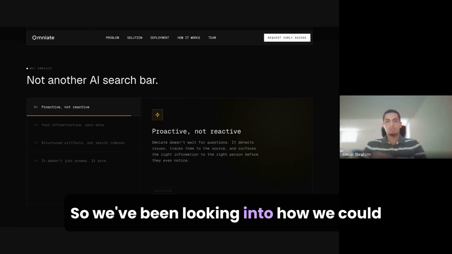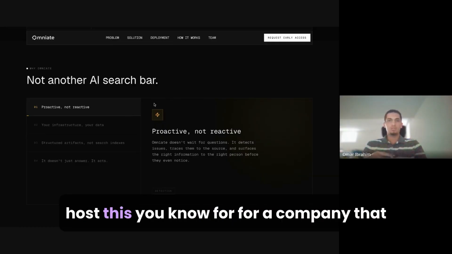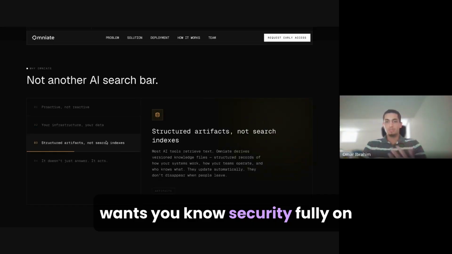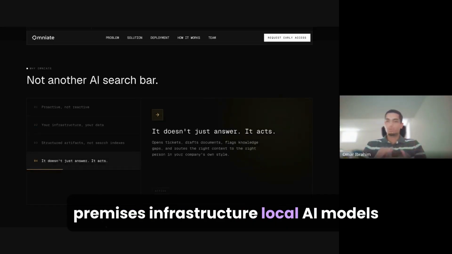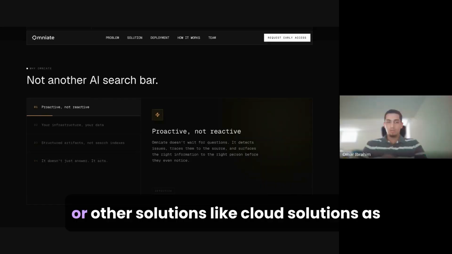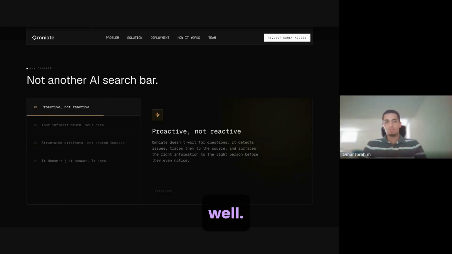And so we've been looking into how we could host this, for a company that wants security, fully on-premises infrastructure, local AI models, everything local, or other solutions like cloud solutions as well.